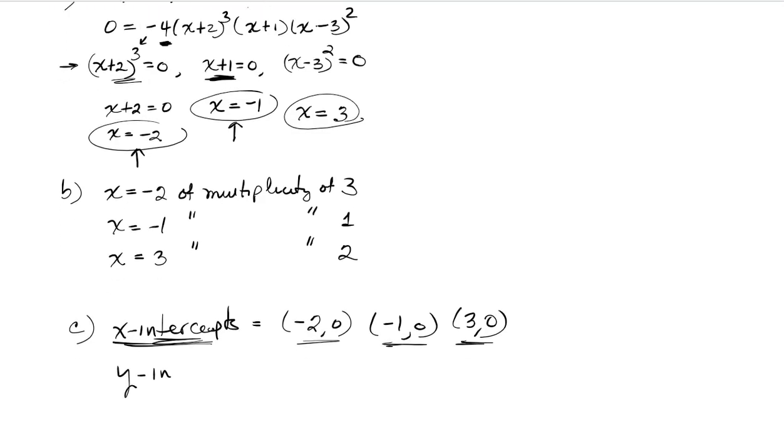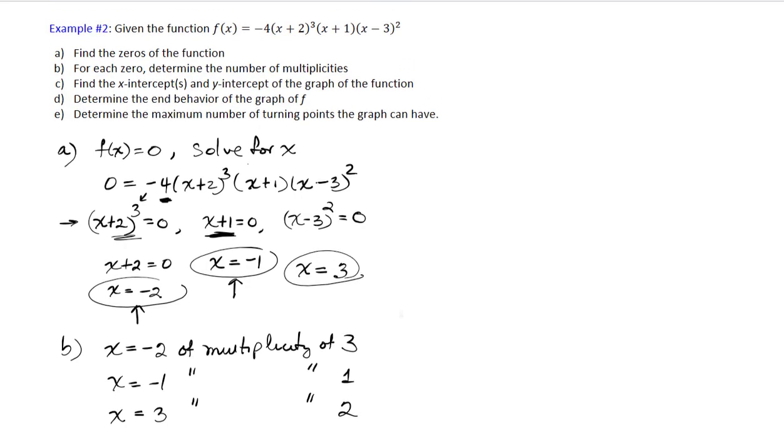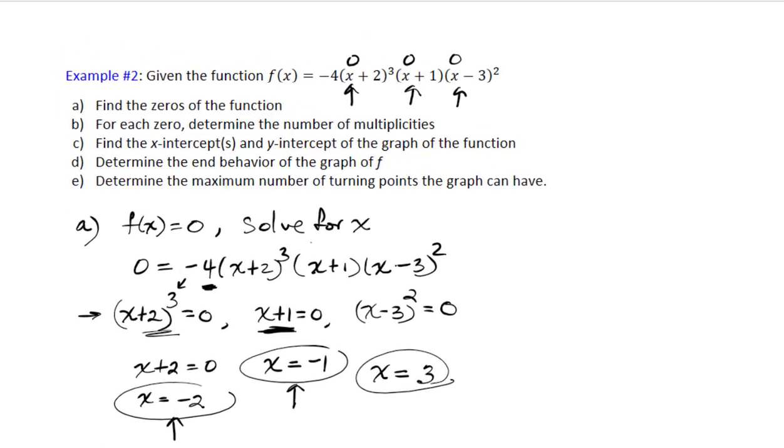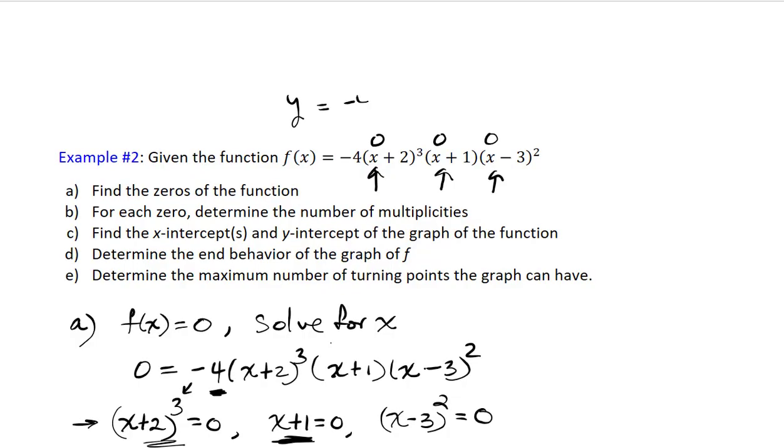And now for the y-intercept, recall that a y-intercept is a point on the graph of a function that intersects the y-axis, and therefore, to algebraically solve for the y-intercept, we set x equal to 0. Using the function defined here, if we let x equal 0, notice that the y value then becomes -4 times the quantity 2 to the third times 1 times -3 squared.